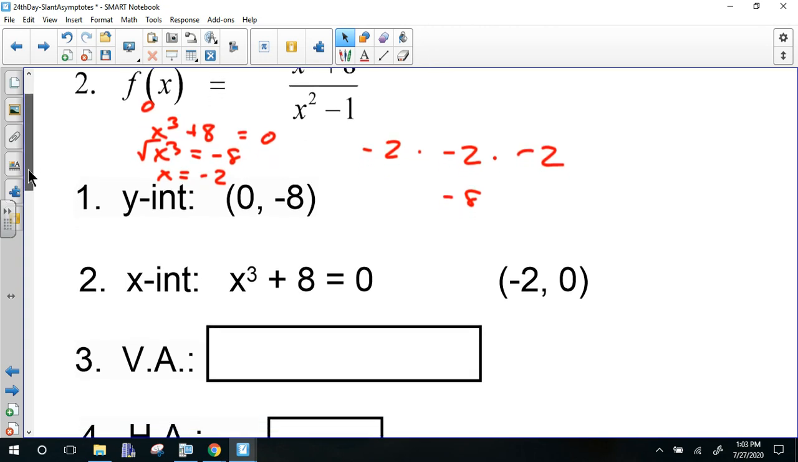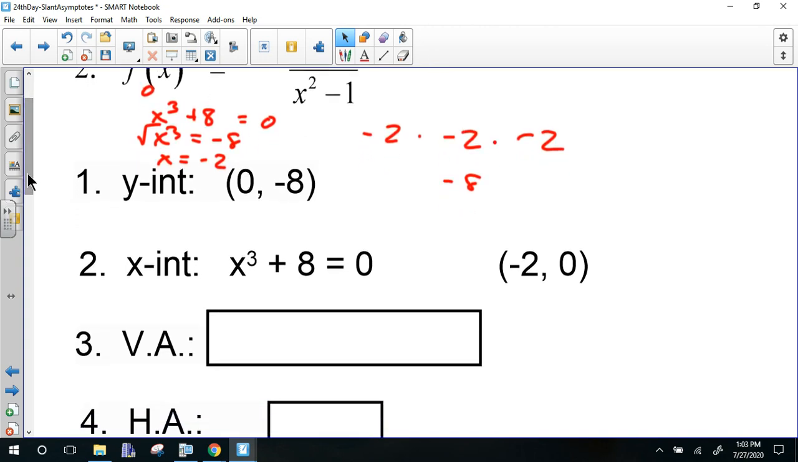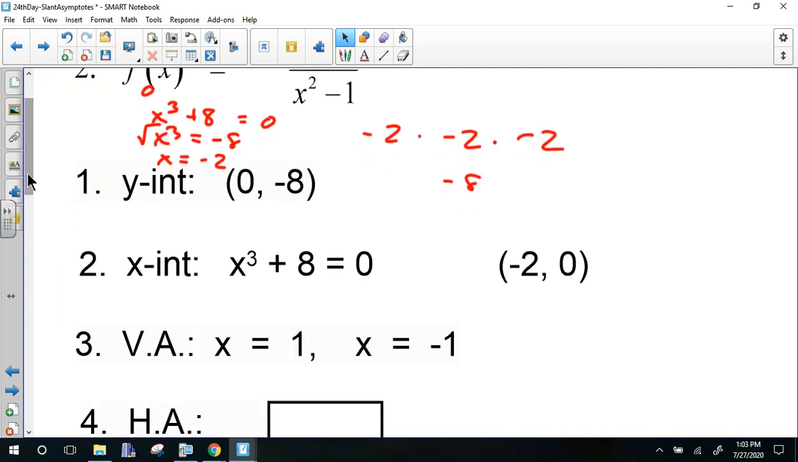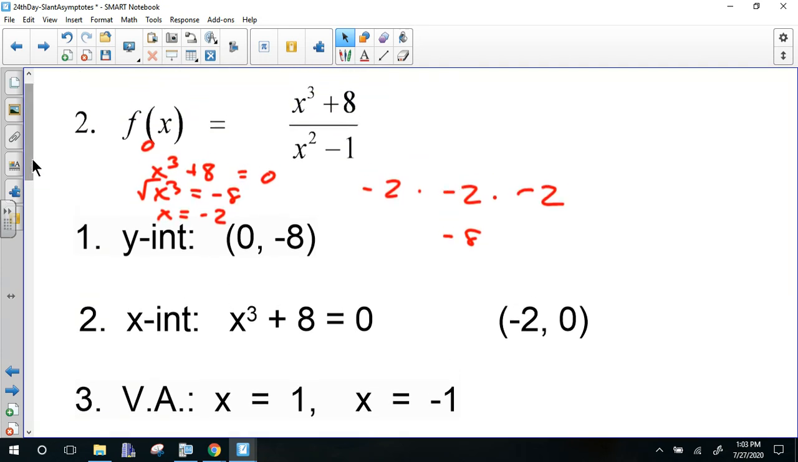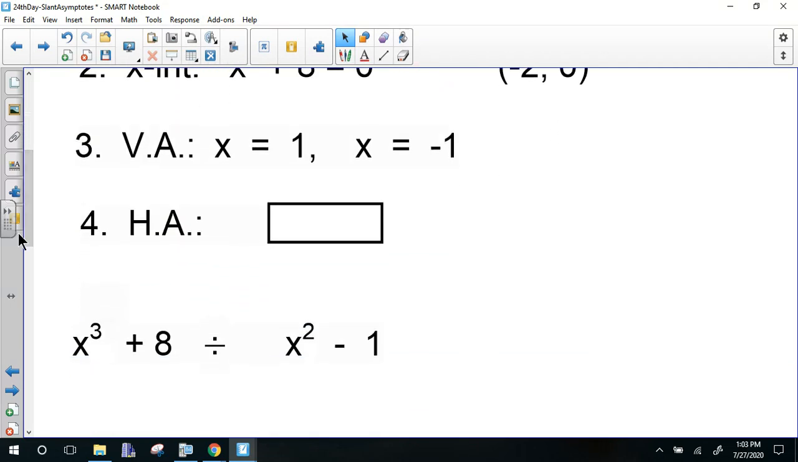Vertical asymptote: take x squared minus 1, set it equal to 0, and solve. We get 1 and negative 1. Horizontal asymptote: we are looking at an exponent of 3 here and 2 here. That's a difference of 1, the top being bigger. Not going to be a horizontal asymptote, but it will be a slant asymptote.